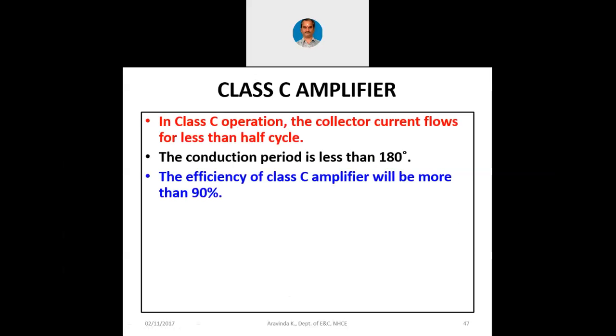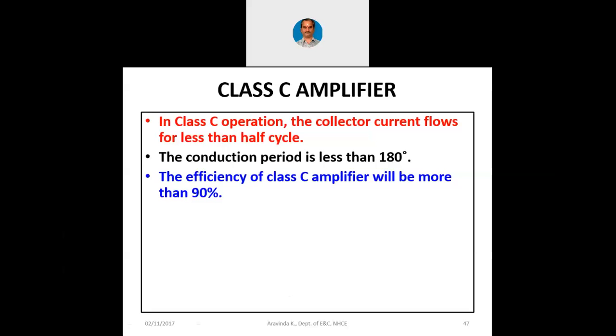Let me come to the next portion of our module. We have seen class A amplifier, we have seen class B amplifier, and we have seen class AB amplifier also. Now let us see class C amplifier. I am almost coming to the end of this module. Maybe in the next class I will be finishing this module. So let us see the class C amplifier now.